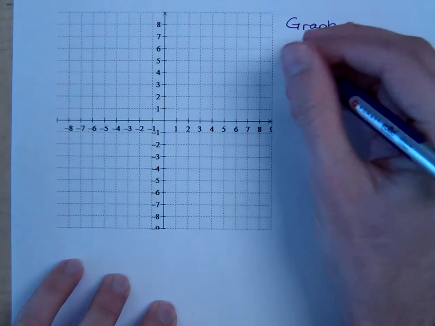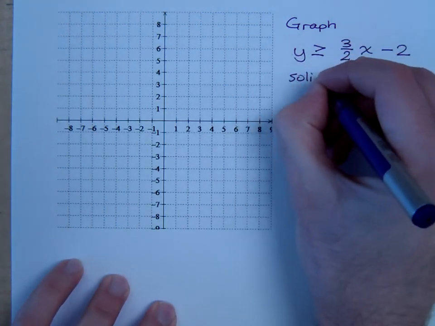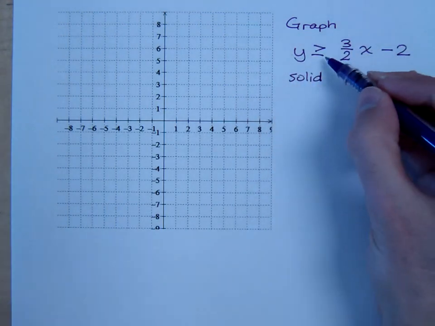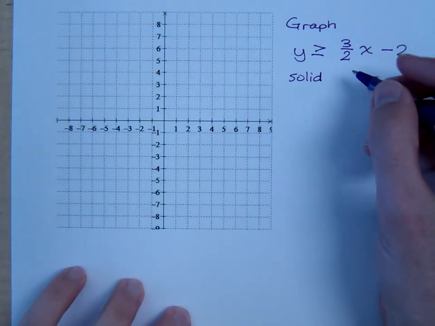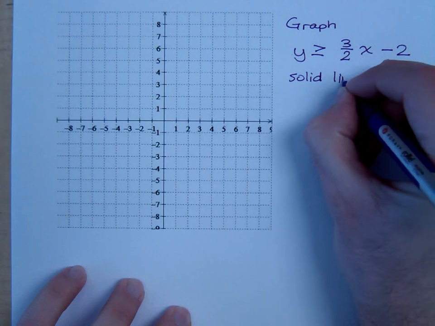Solid line. What tells you it's solid, Summer? The line underneath the inequality. Since you are equal to, it will be a solid line. So when you graph, you get to darken in those points and you can draw a solid line. That's one thing. What else do you know?